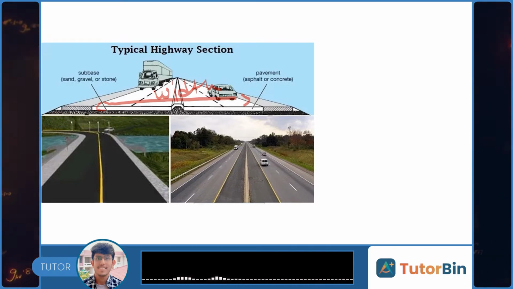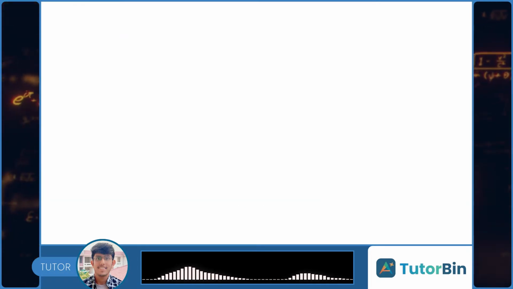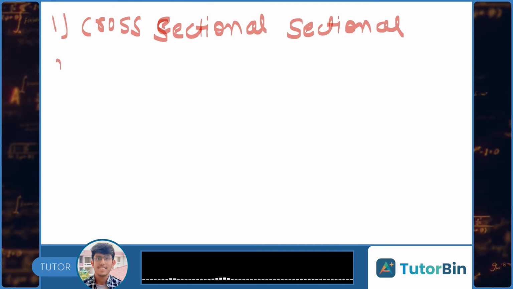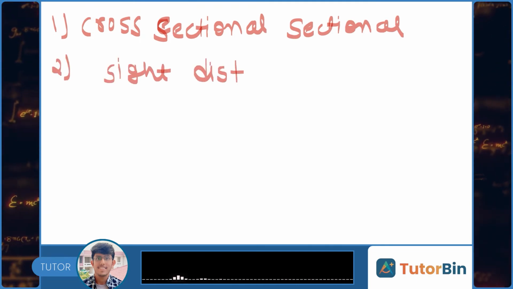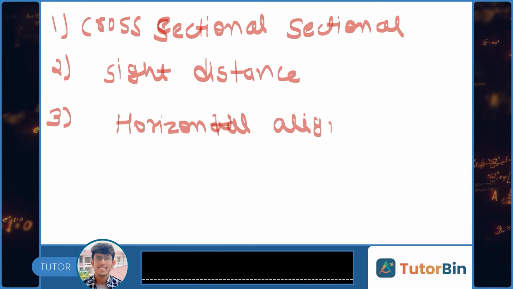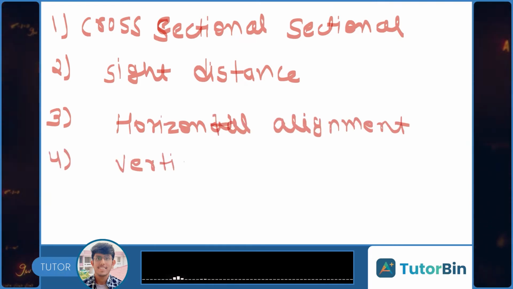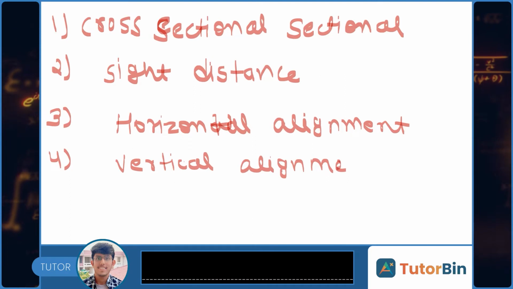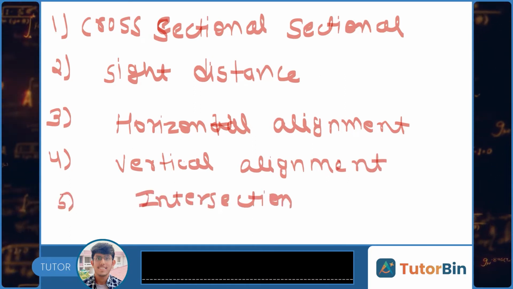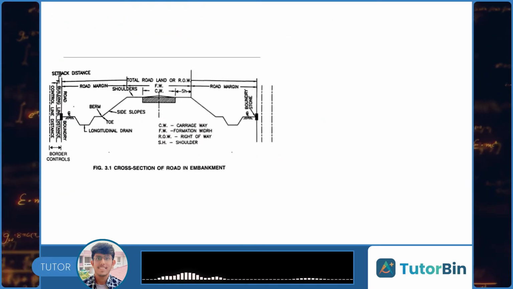Now let's discuss the elements of the geometrical design. First element is the cross-sectional element. Second one, sight distance. Third element is horizontal alignment. Fourth element is vertical alignment. And the fifth and last one, intersection. Let's first discuss the cross-sectional element.